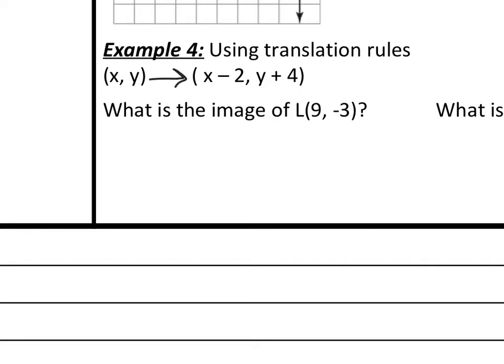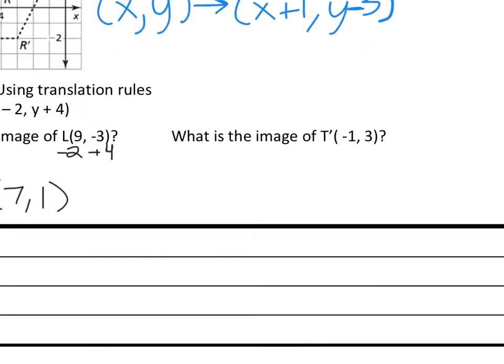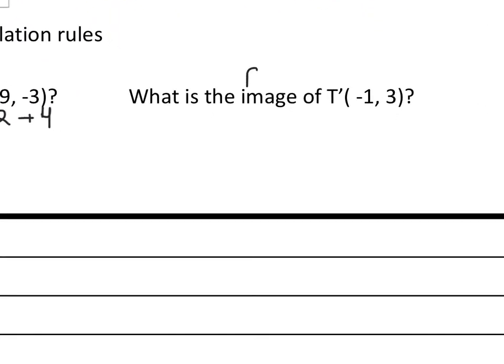So it looks like our rule goes left 2, up 4, but really all we have to do is subtract 2 and add 4 like the rule says, and we should get the new point, the image. So that would give us L prime is at 7, 1. The next problem should say, what is the pre-image? That's a typo.